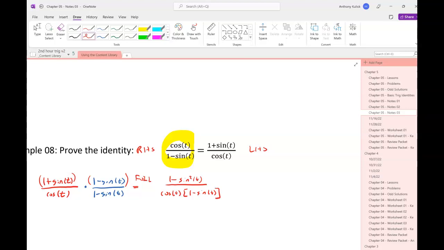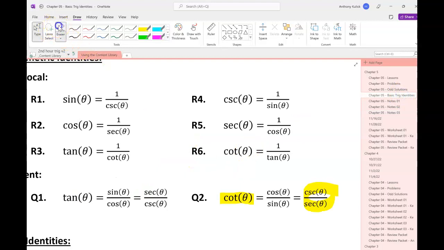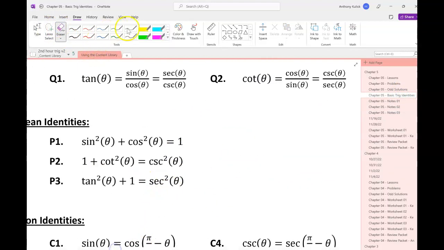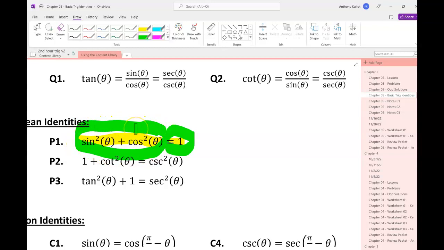Everybody's okay there? Did you notice, what did we have here? These two green pieces that we multiplied together. That was a difference of two squares, wasn't it? What identity often follows a difference of two squares? A Pythagorean. So I'm going to be looking at the 1 minus sine squared part and seeing if there's a good Pythagorean to use. I want one that involves a 1 and a sine squared. Oh, look at that. This one involves a 1 and a sine squared. So what I'm going to do in this problem is take the 1 and replace it with sine squared plus cosine squared.